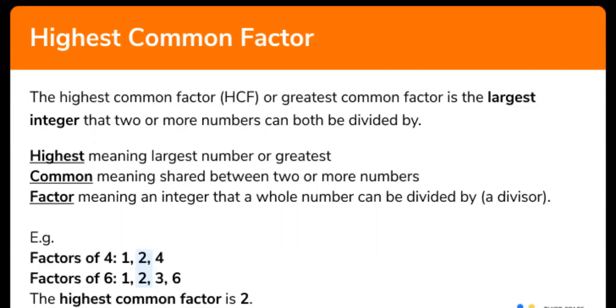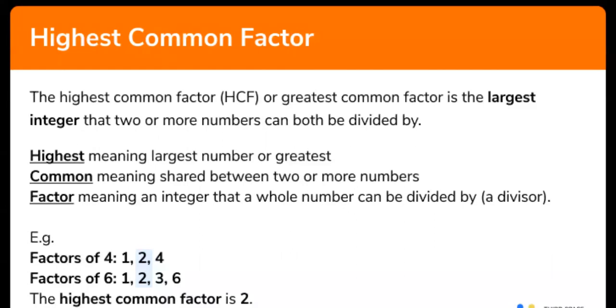Highest common factor is the largest number, the biggest number that can divide two or more numbers without leaving a remainder.